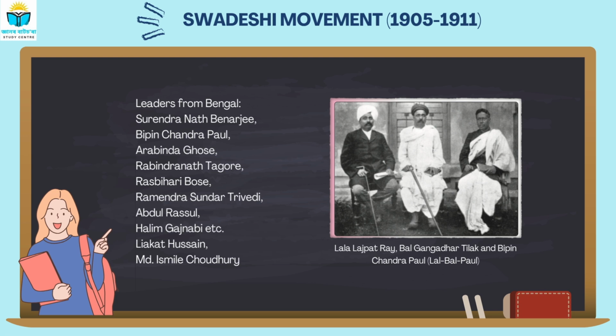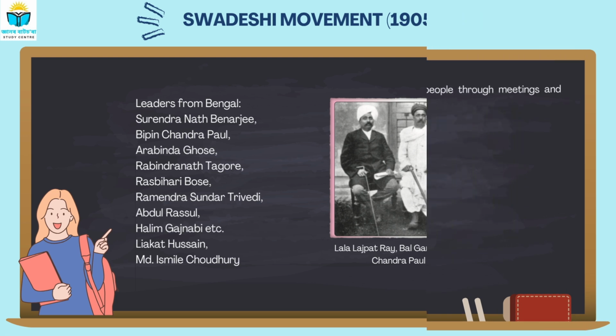These leaders organized protests, spread awareness, and encouraged people to support Swadeshi goods and education. Also, here's a picture of the iconic nationalist trio: Lala Lajpat Rai, Bal Gangadhar Tilak, and Bipin Chandra Pal, popularly known as Lal Bal Pal, who played a key role in shaping the movement at the national level.